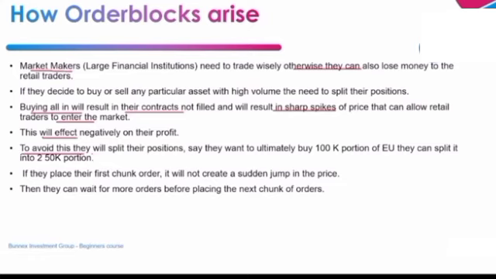To avoid this, they will split their positions. Say they want to ultimately buy 100,000 portion of Euro US, they can split it into two 50k portions. So if they place their first chunk order, it will not create a sudden jump in price movements. So what we are saying here is, if they intend to buy Euro US, ultimately they want to buy 100,000 contracts of Euro US.